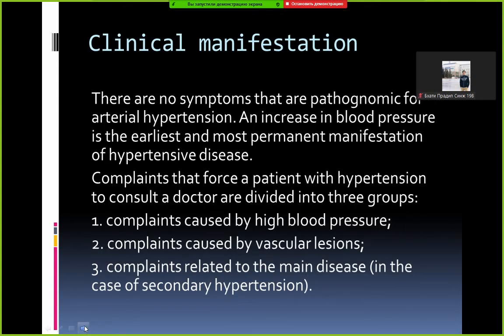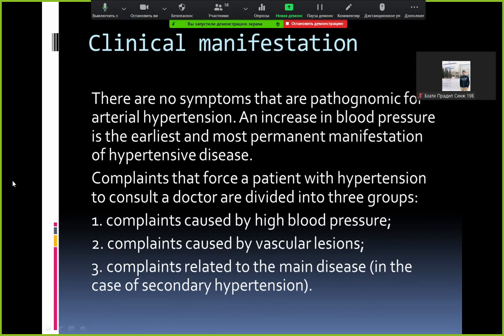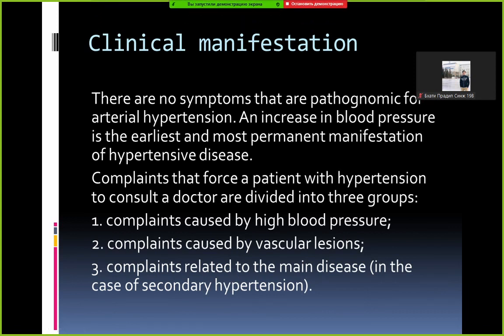So, clinical manifestations of arterial hypertension. There are no symptoms that are pathognomonic for arterial hypertension. So an increase in blood pressure is the earliest and the most permanent manifestation of hypertensive disease. Complaints that force a patient with hypertension to consult a doctor are divided into three groups: complaints caused by high blood pressure, complaints caused by vascular lesions, and complaints related to the main disease, if it is secondary hypertension.